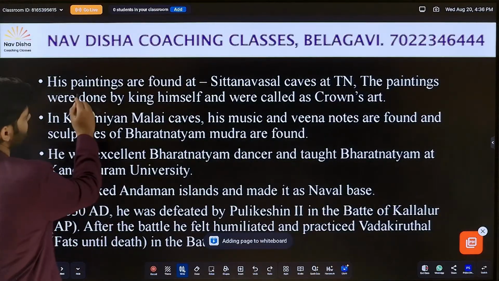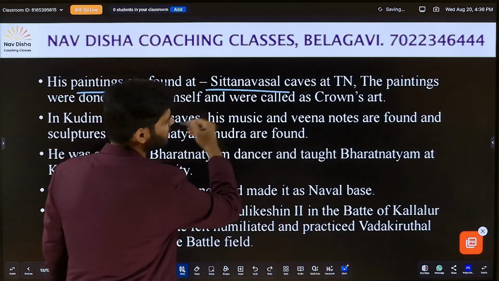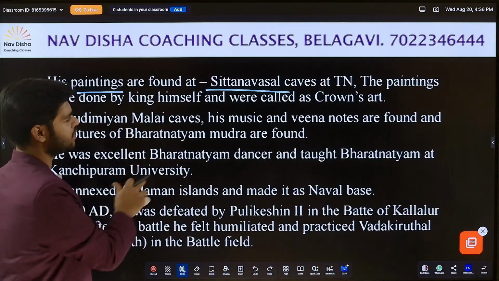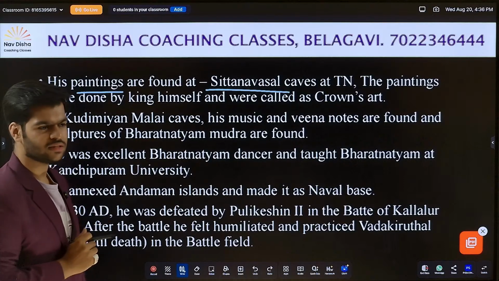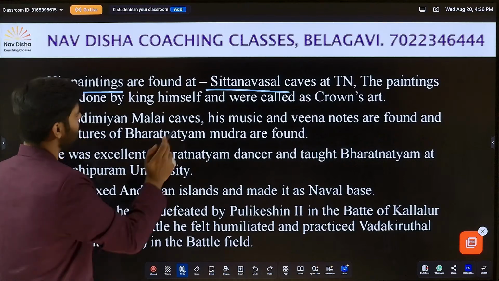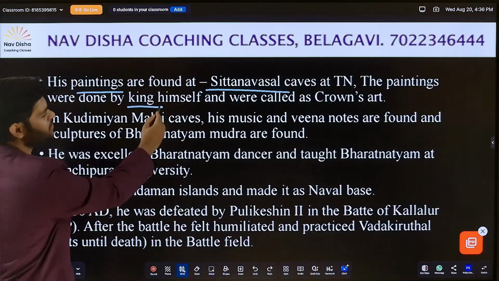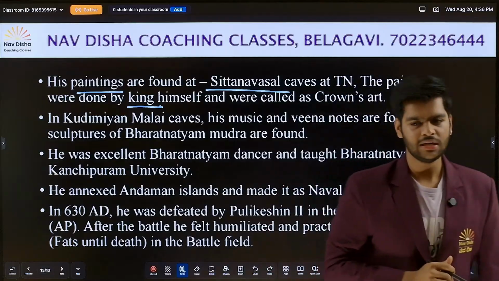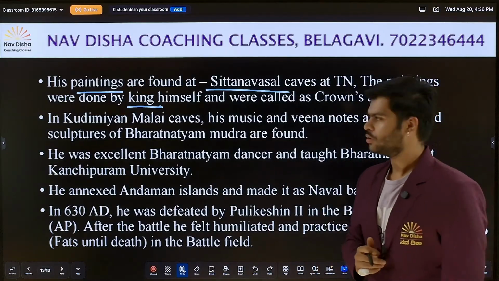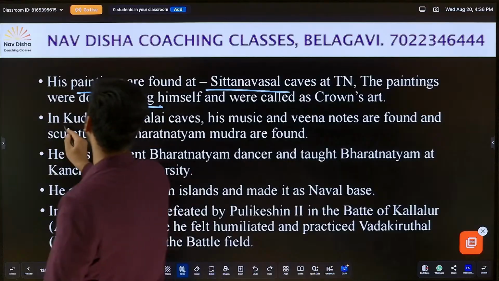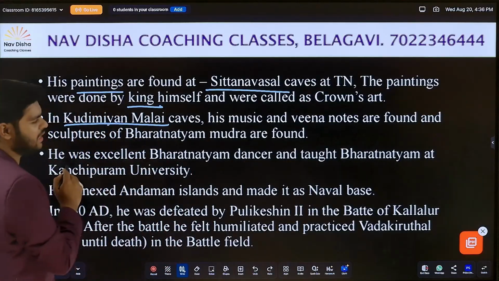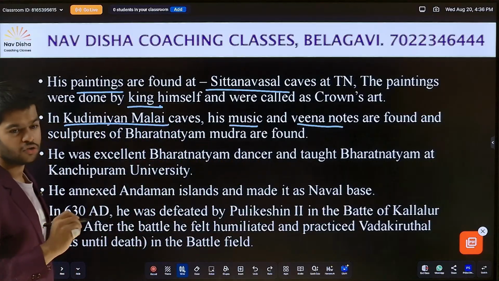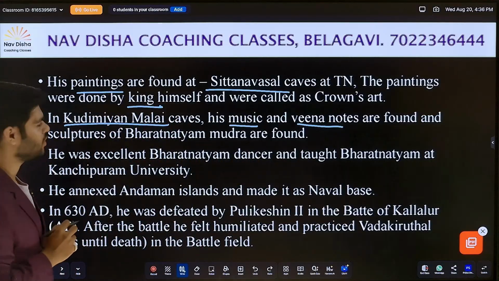Okay, next. His paintings are found at Sittanavasal caves in Tamil Nadu. So he made paintings and inscriptions in a cave in Tamil Nadu called Sittanavasal cave. The paintings were done by the king himself and were called crown's art. So the king himself did them, he did not appoint any painters. In Kudimiyanmalai caves, his music and Veena notes are found. He wrote on stone all the music notes, Veena notes.